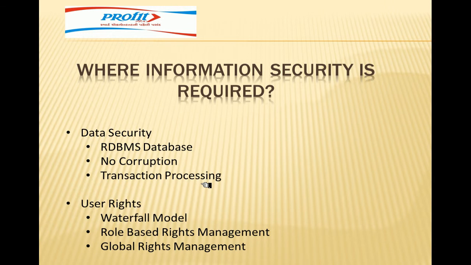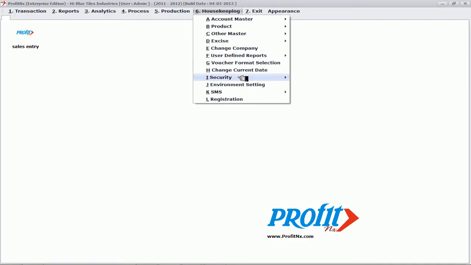Let's have a look at the user rights. You go to housekeeping, you go to security, and you have options like you can add new users, you can change their passwords, you can set the user rights, you can even set the locking period. After the VAT return is filed, nobody should change the invoice details, so you can do those kinds of locking. You can create the role master and role rights.